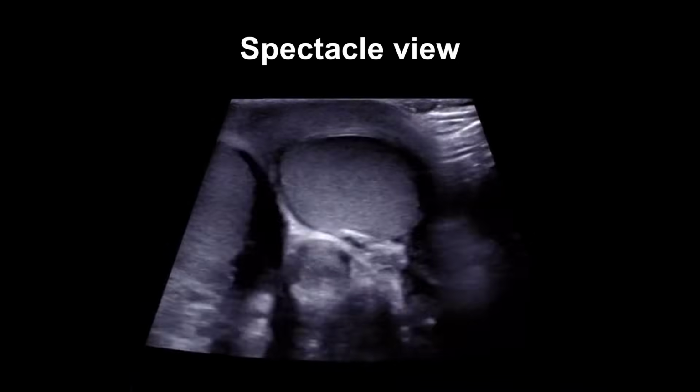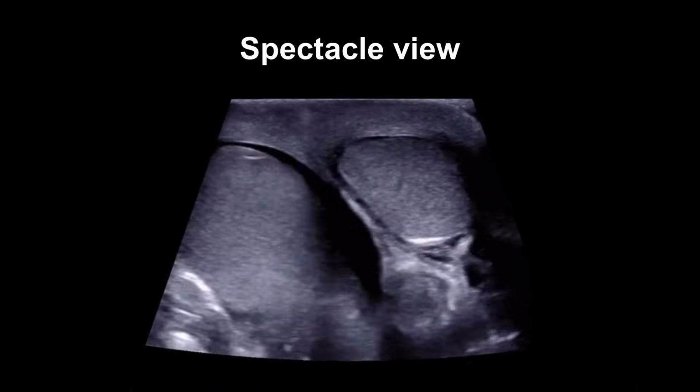There are other supporting findings that may be seen as well, including enlargement of the affected testicle, edema surrounding the testicle, or an abnormal lie or positioning. It's helpful to obtain a spectacle view to be able to compare both testicles.